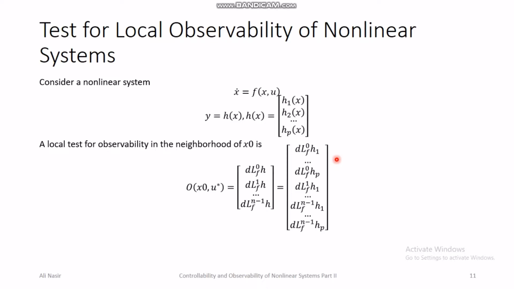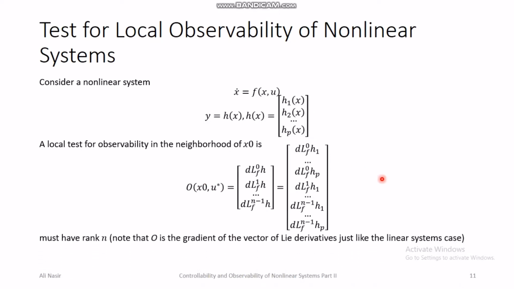So the number of rows in this matrix would be p times n, just like in the linear systems, and the number of columns would be n. So the maximum possible rank of this matrix would be n, and if this matrix is full rank, then we would conclude that the nonlinear system is locally observable about the point x naught. So this matrix must have rank n. Note that O is the gradient of the vector of Lie derivatives, just like the linear system case.